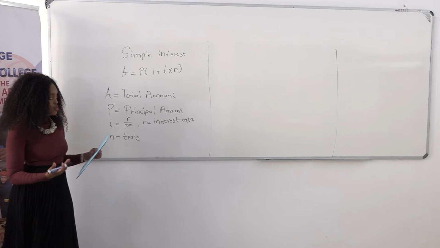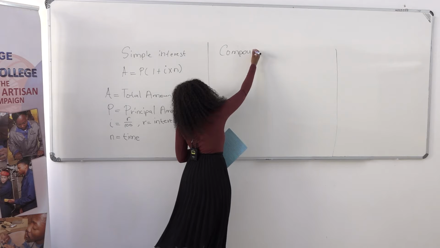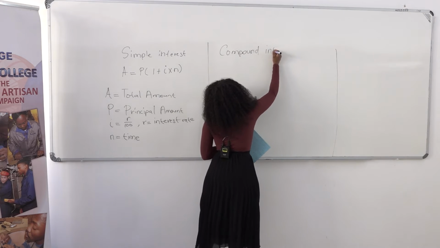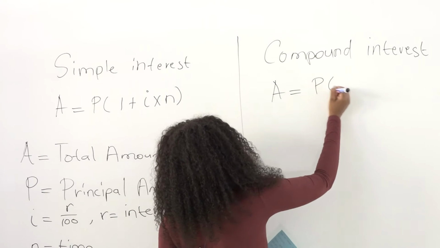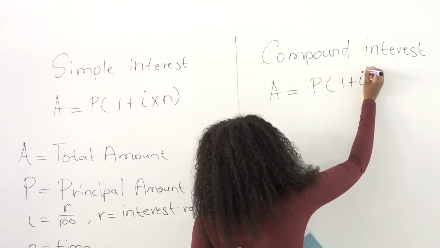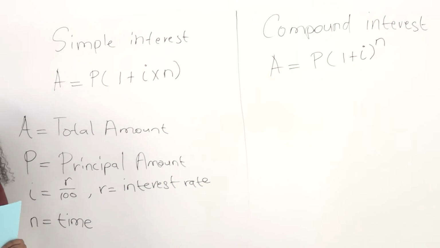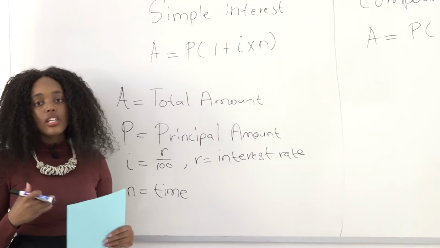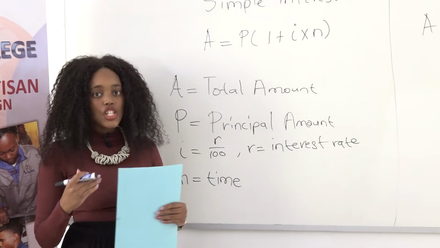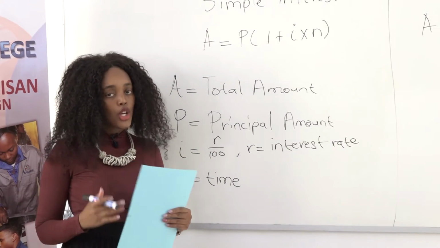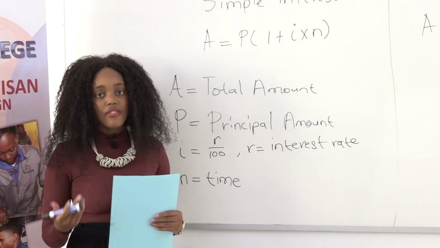Now, compound interest, however, is given by the formula A is equivalent to P, open bracket, 1 plus I, close bracket, to the power N. Now, as we go through some examples, you realize the difference between the two. With simple interest, each year you use the original amount to generate interest. With compound, each year you gain interest on interest. You would ask yourself, what does interest on interest mean? However, we will do examples to explain this further.